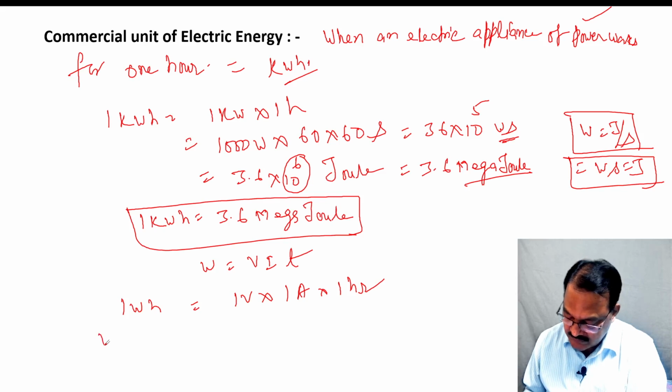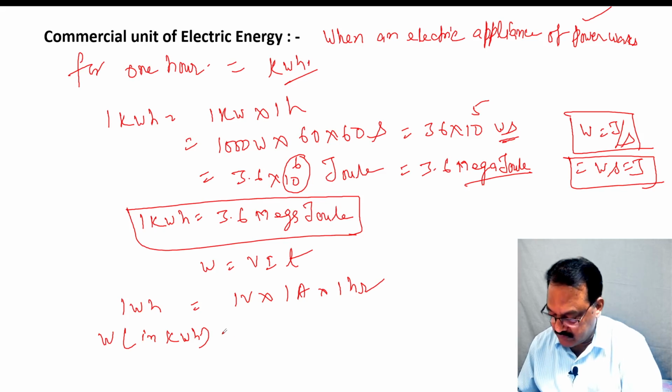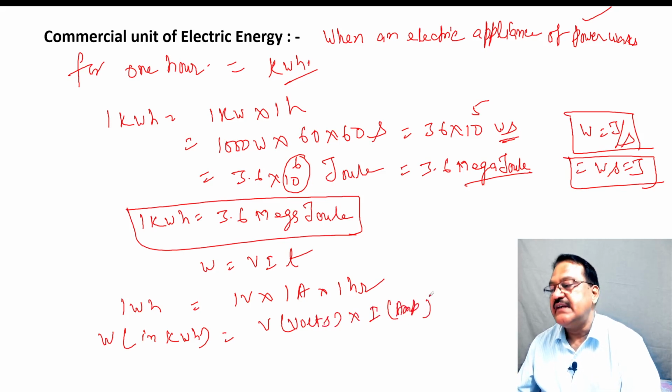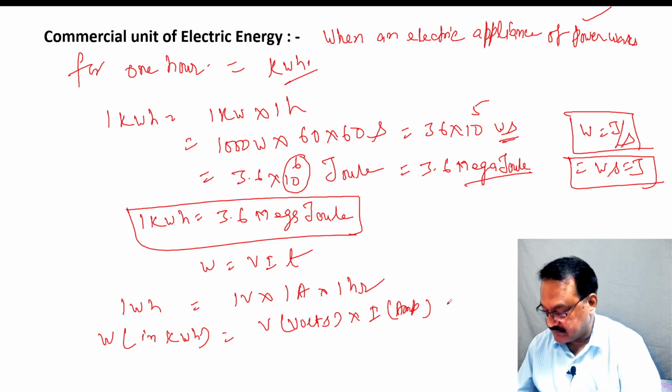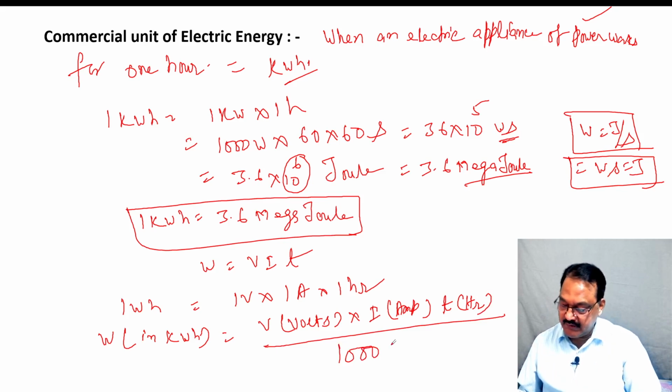This energy W in kilowatt hour will be just divided by 1000. Here, voltage V, the potential difference, is given in volts, then I will be given in ampere, and time T will be given in hour, divided by 1000. It will give the result in terms of kilowatt hour. Okay, fine.